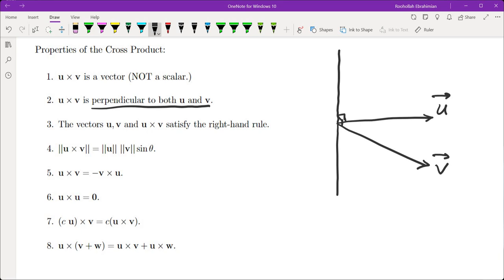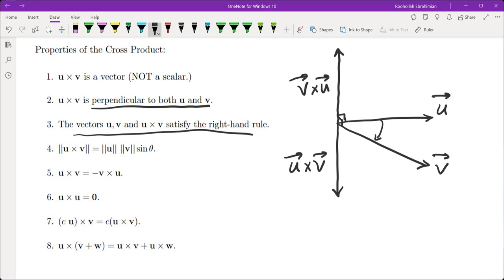Now, which direction is it? The next one tells us what the direction is. So u, v, and u cross v satisfy the right-hand rule. So starting from u, coming towards v, our thumb would point in the downward direction. So this would be u cross v. And this one would be v cross u. So the one pointing up is v cross u, and the one pointing down is in fact u cross v.